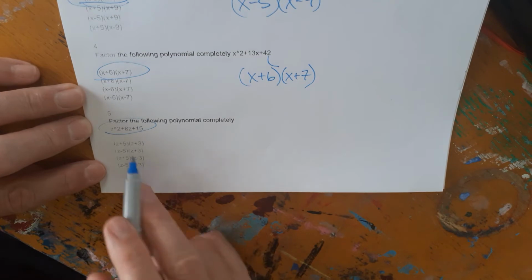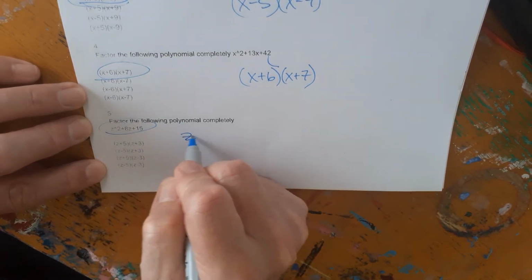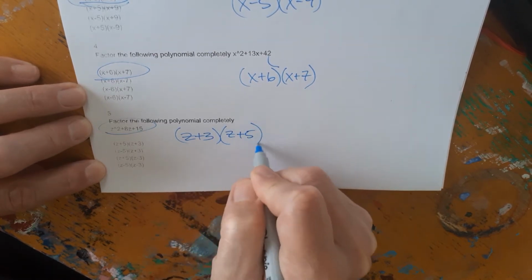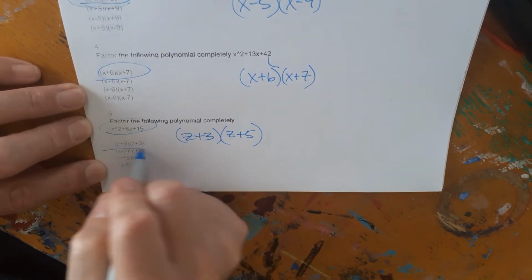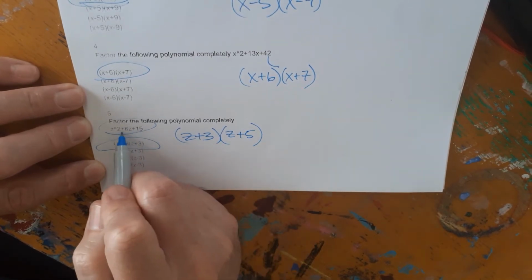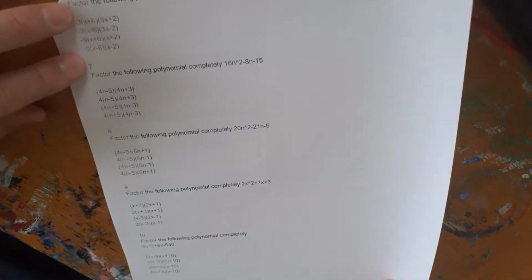Oh, they got a z going in here. 15. 3 times 5. Z plus 3, z plus 5. And when you add the 2, you get 8. So what two numbers were multiplied? I got a 15 when multiplied, and a positive 15 and a positive 8 when added. So far, they're giving me easy ones.